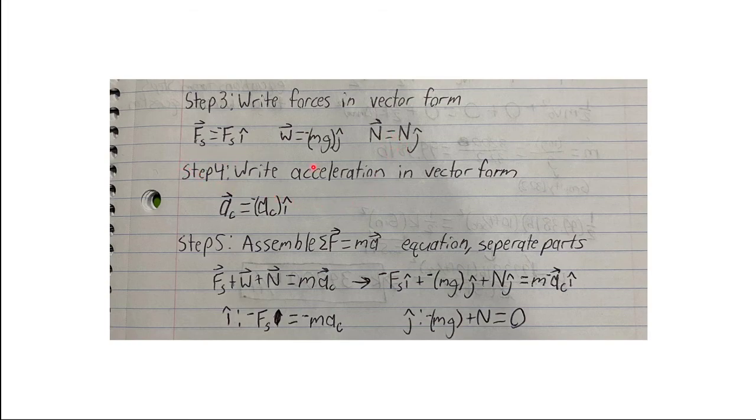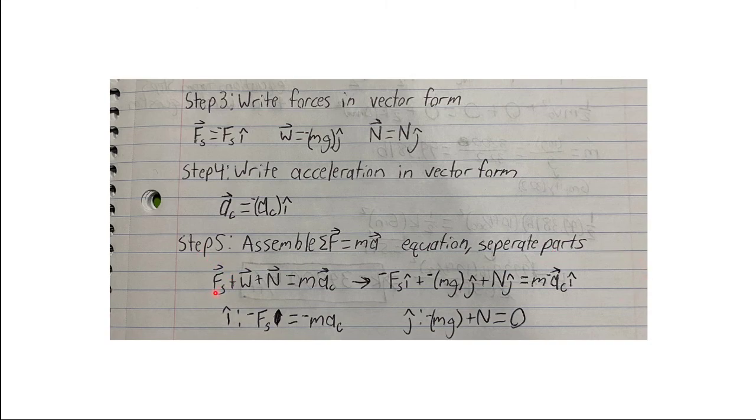Then step 4, you write your accelerations in vector form. Since mass C is only going in the i direction, we only need an acceleration in the i direction. I just took it as if it is going from its initial speed to rest, which is what we're trying to find, so I have it in the negative i direction here. With this, you assemble your force equals mass times acceleration equations, and then you separate the parts.